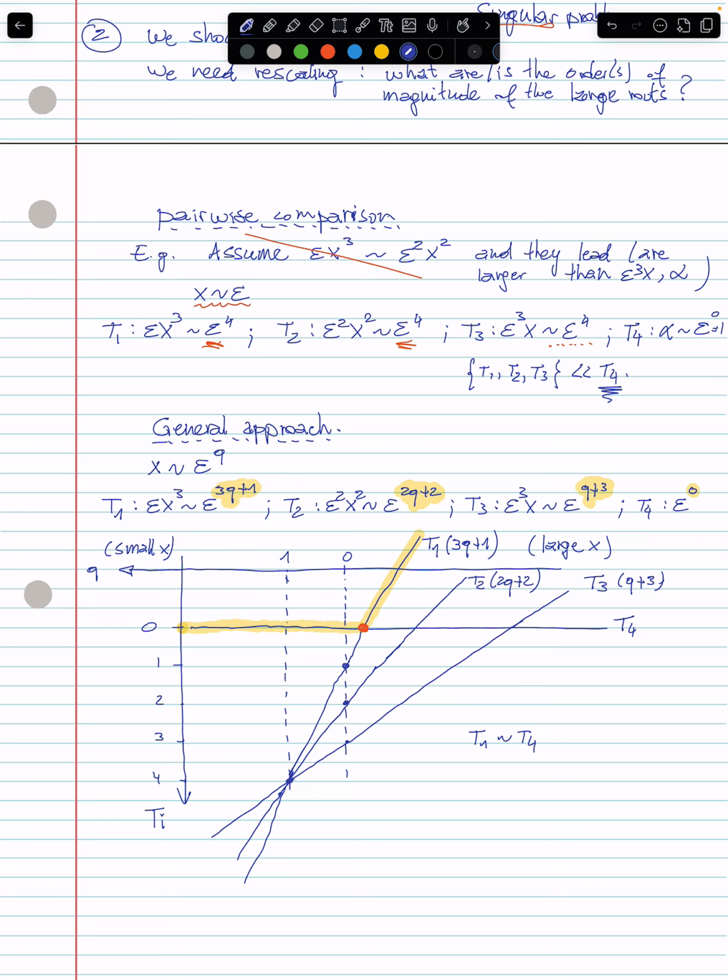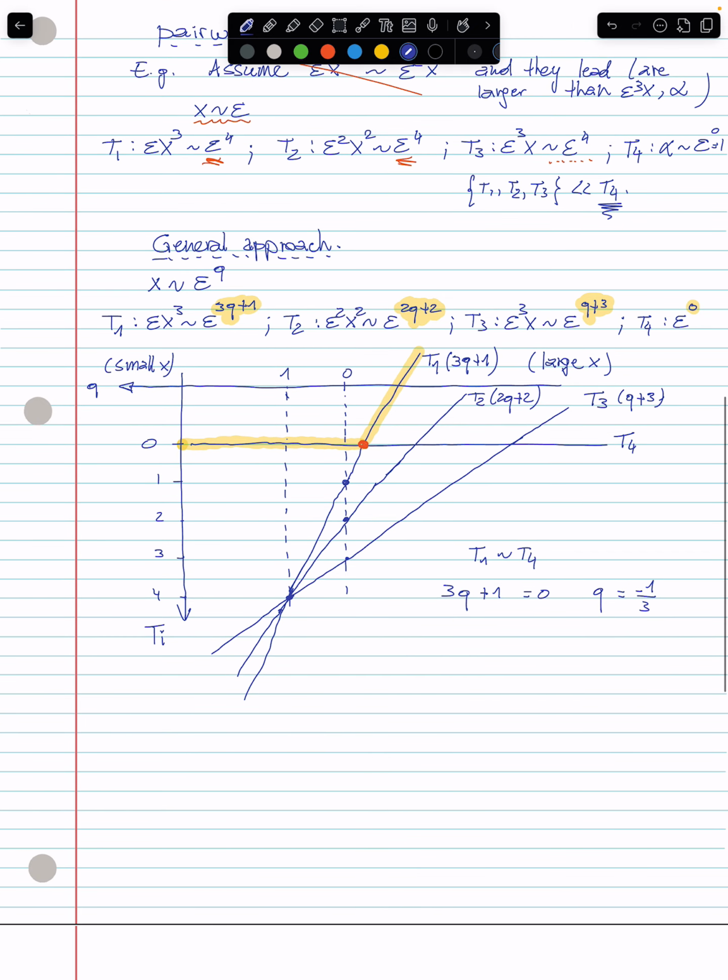And to write this, we're just going to say that 3q plus 1, that's T1, is equal to 0, meaning that q is equal to minus 1 over 3. And so it means that the root is a large root, and that's the only option. So it means that all three roots have the same order of magnitude. The large roots have order of magnitude epsilon to the power minus 1/3. And this is indeed something large.